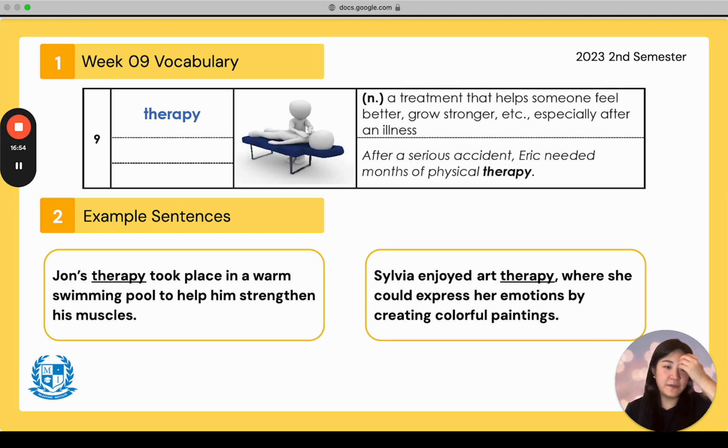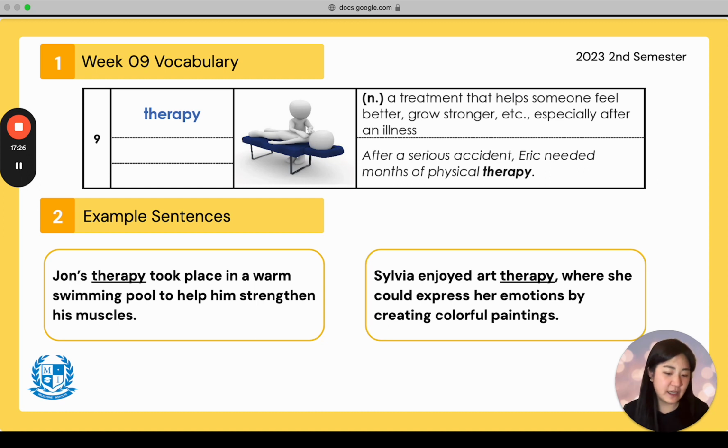On the top of page 53 is number 9, and it says therapy. Everyone say therapy. It's a noun, and it is a treatment that helps someone feel better in the mind, grow stronger physically, and so on, especially after some kind of illness or because you've had some sickness before. The example sentence says, after a serious accident, Eric needed months of physical therapy.